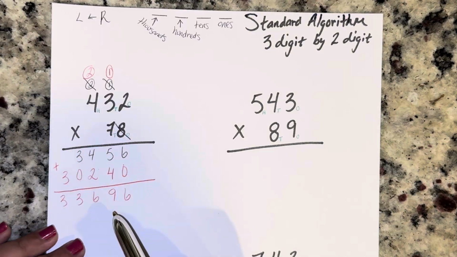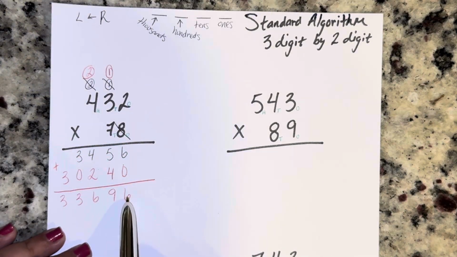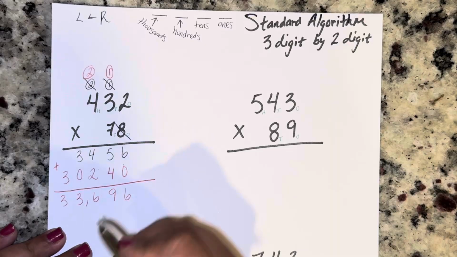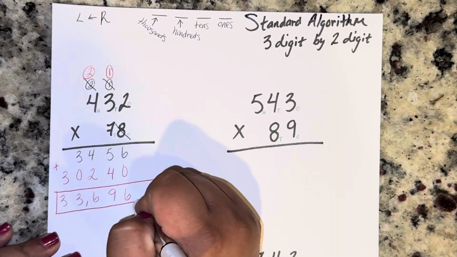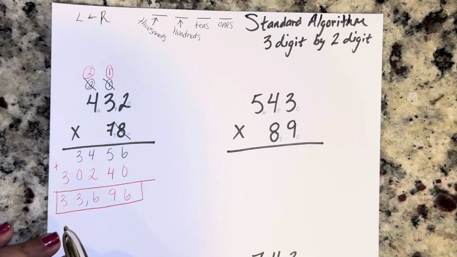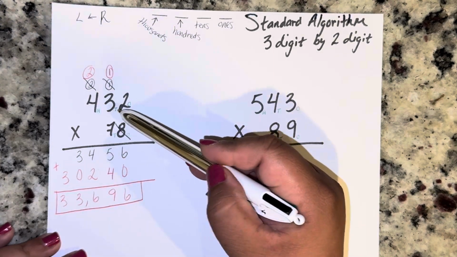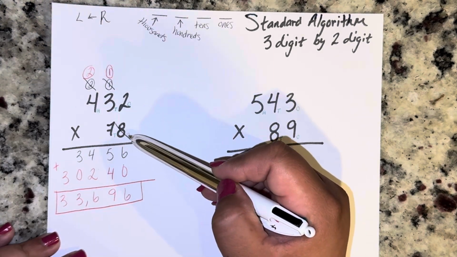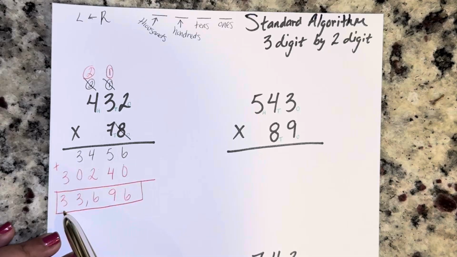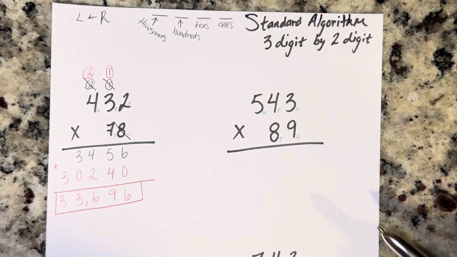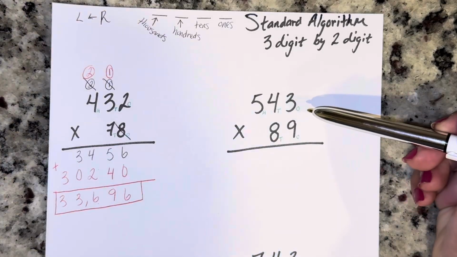Now it's important to also add my commas. So I'm going to go 1, 2, 3, comma. My product or answer to this is 33,696. So 432 times 78 equals 33,696.